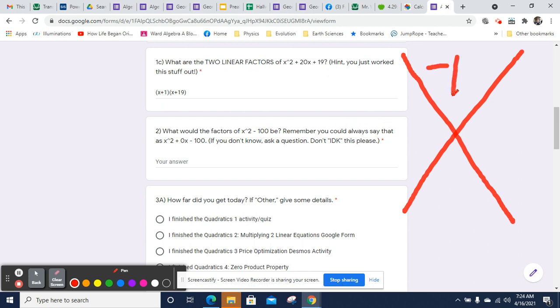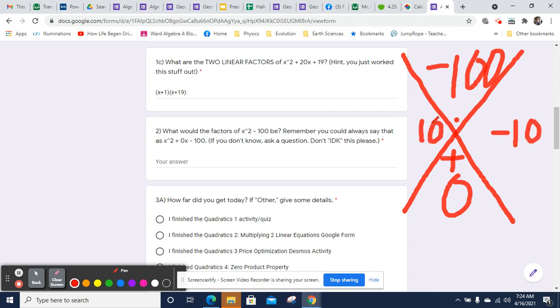We want negative 100, and that's our product. And we want to add up to 0. So two factors that work for that are going to be negative 10 and positive 10. And then we can set up our two linear equations that we're multiplying. That's going to be plus 10. I almost made a mistake. That's going to be x minus 10.